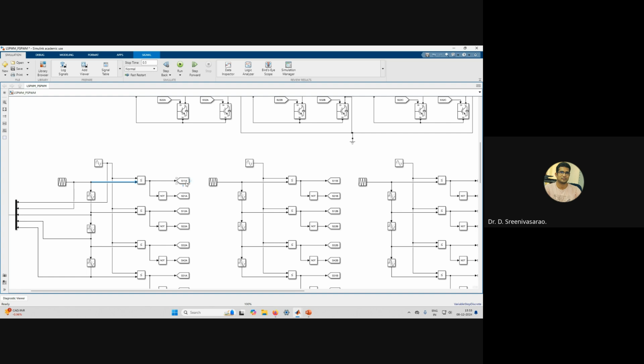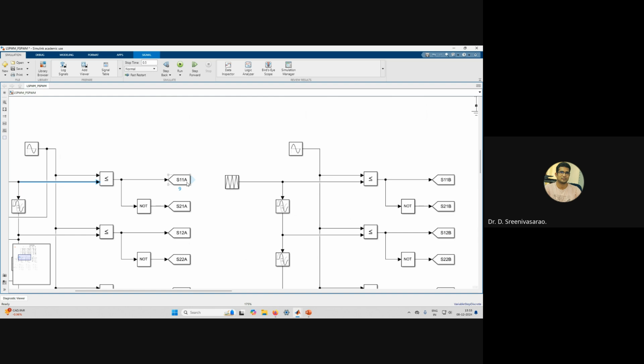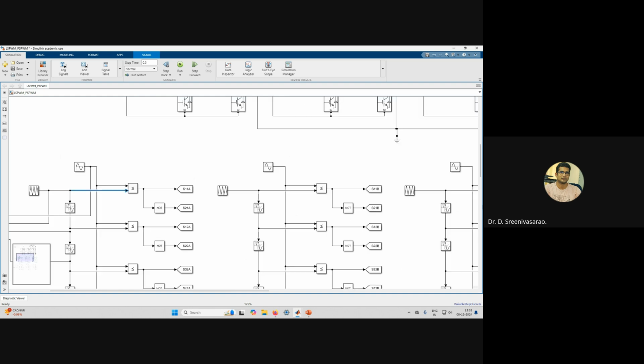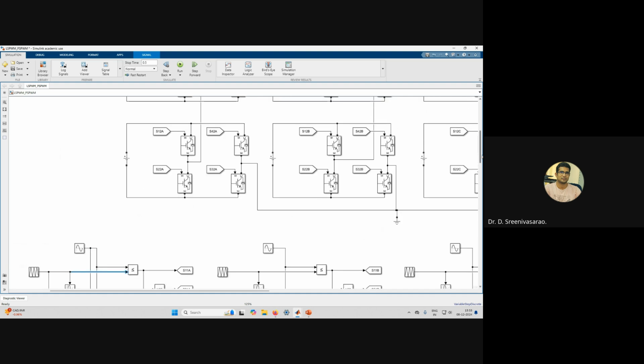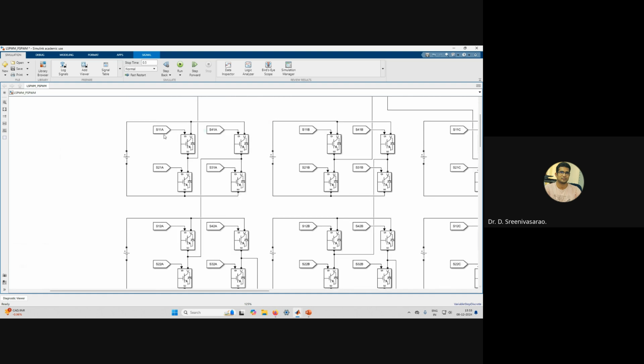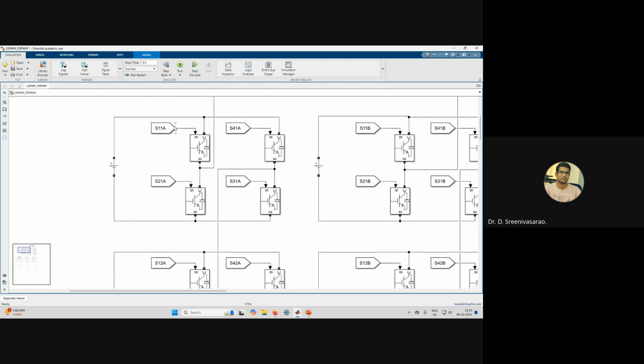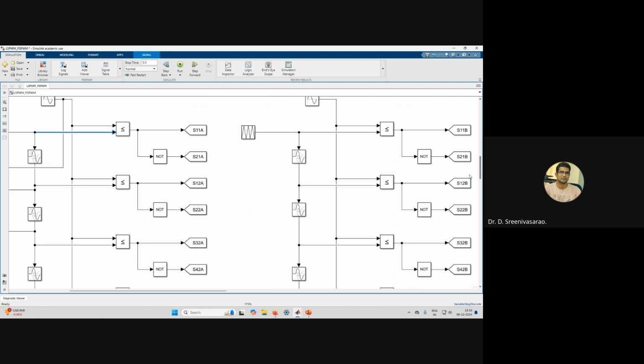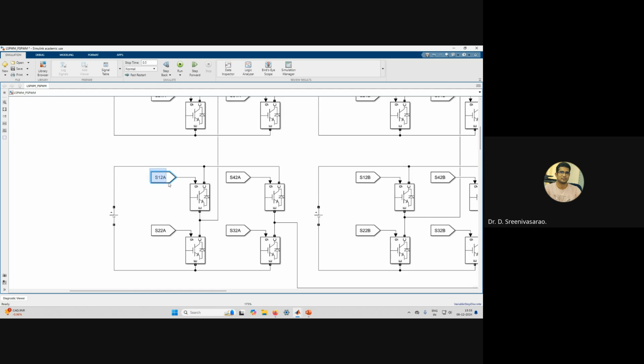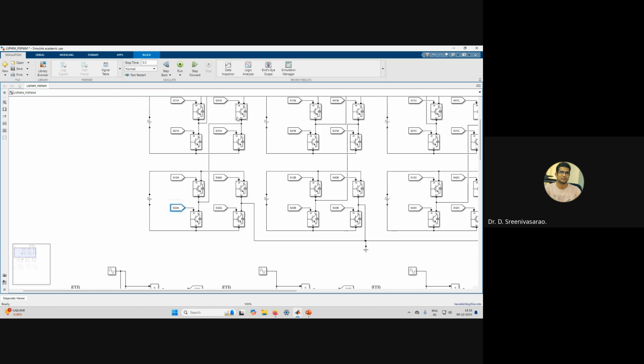So this is S11A and S21A. For the NOT, you get S21A, as you can see here. So this first bridge is S11A and S21A. Similarly, for the second one, this is S12A and S22A, all are A phase only. That means this is 1, 2, right?